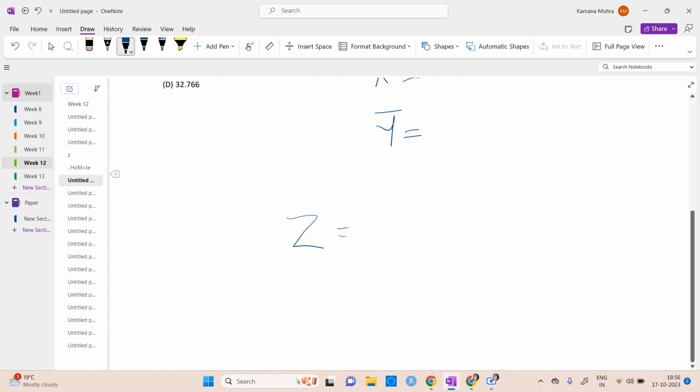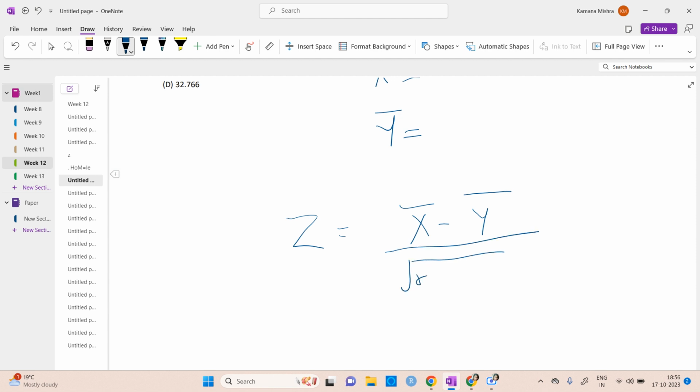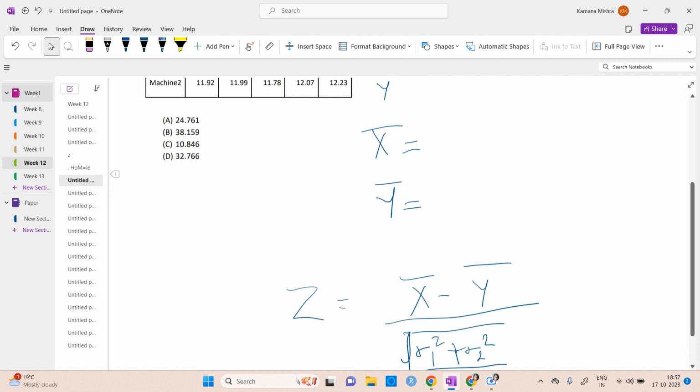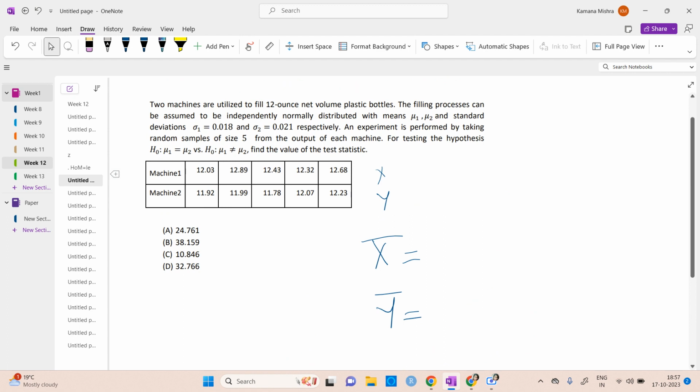So here z would be x bar minus y bar divided by the square root of sigma 1 square plus sigma 2 square, divided by n. Otherwise it is m or n, but here it is the same. So this value we already know. All we need to do is find x bar and y bar.